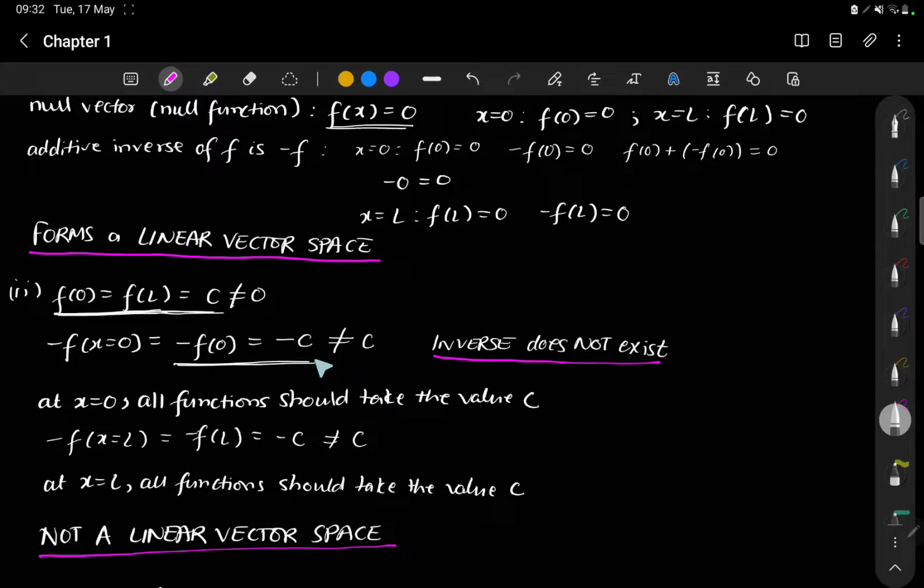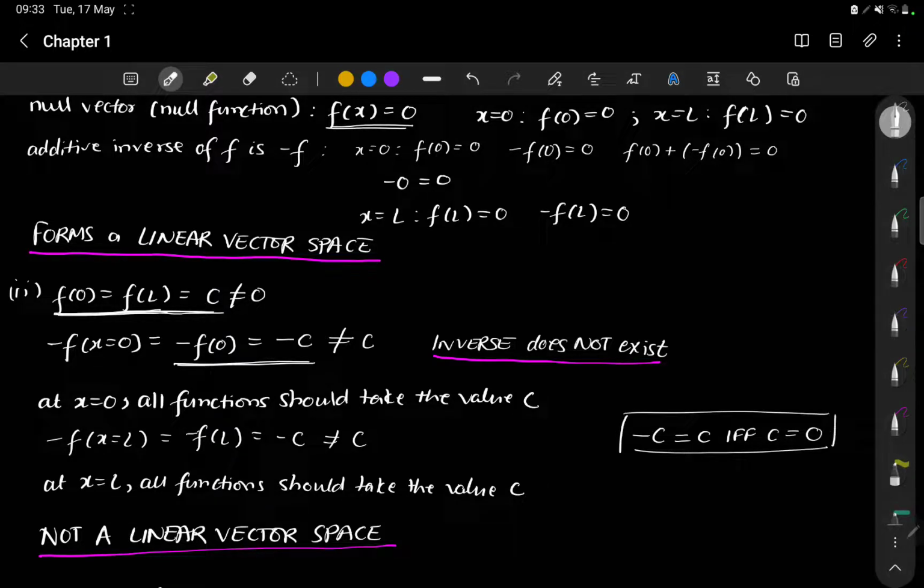Now from this relation that we have over here, you can clearly see that minus c will be equal to c if and only if c equal to 0. That is, minus c equal to c if and only if c is equal to 0. Else it is not the same. Else the negative of a number is not the same as the number itself. This is only true if that number is 0.